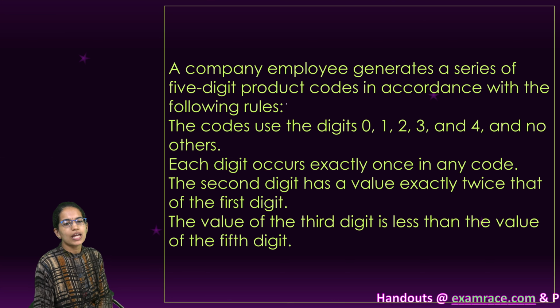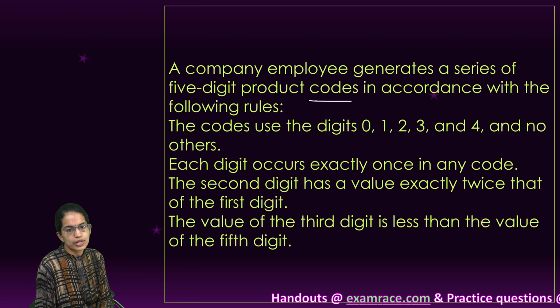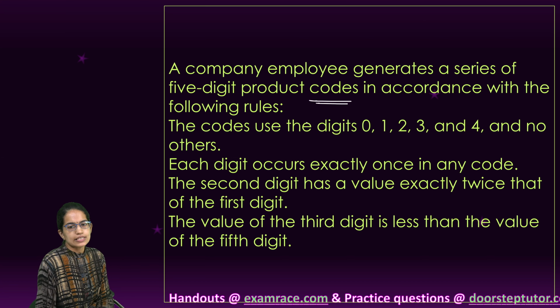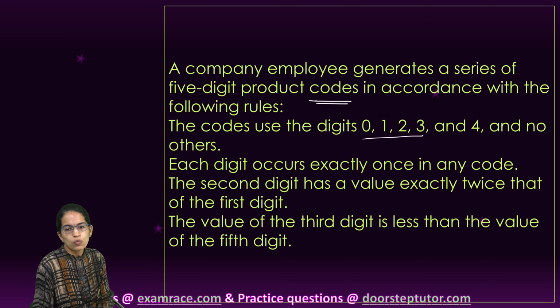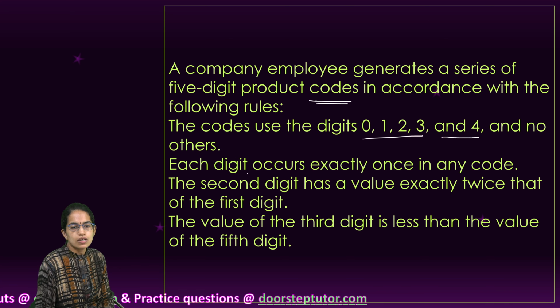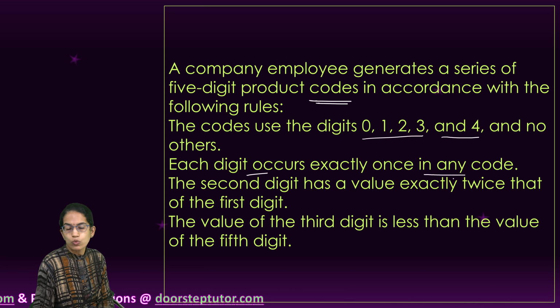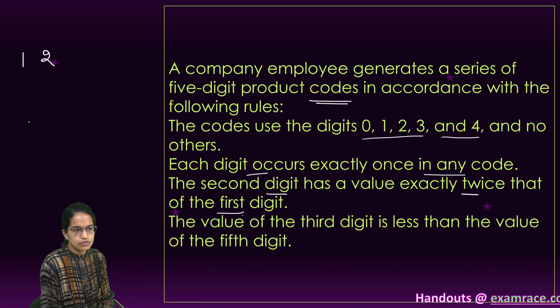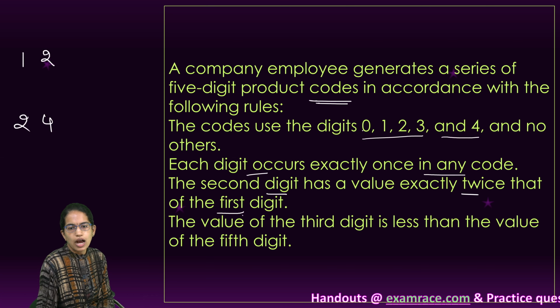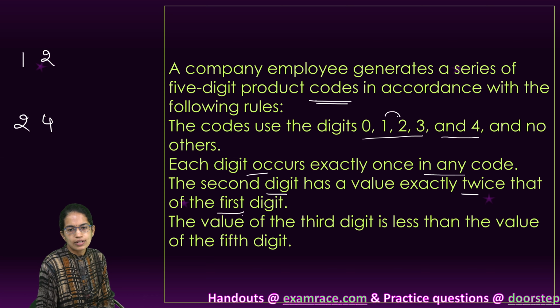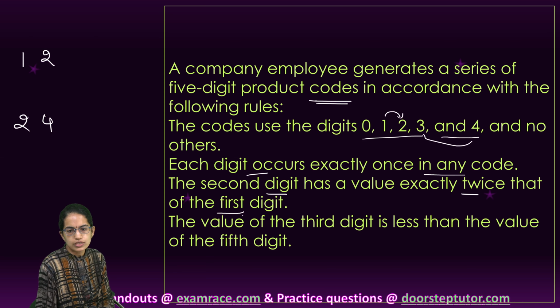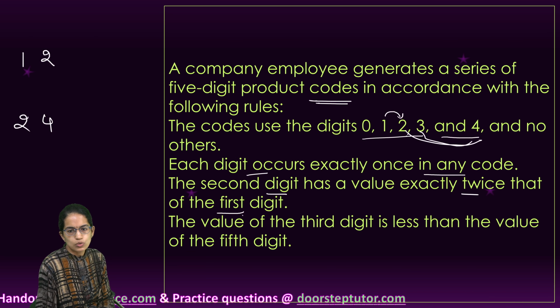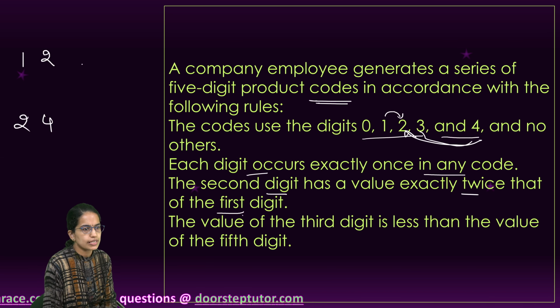Now here we have a 5-digit product code for any product, and these digits are 0, 1, 2, 3 and 4. Each digit comes only once in the code, it's not repeated. The second digit is twice that of the first digit. Now what are the possible options? It can be 1 and 2, and 2 and 4. With 1, 2 is double of 1, and 4 is double of 2. Those are the only two options that can be there.